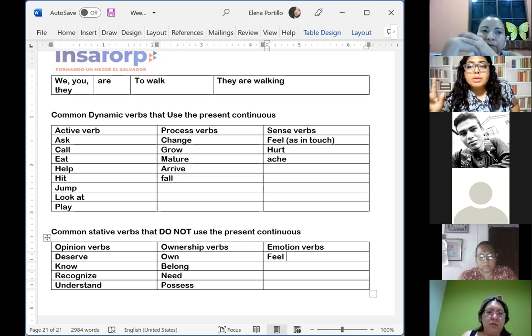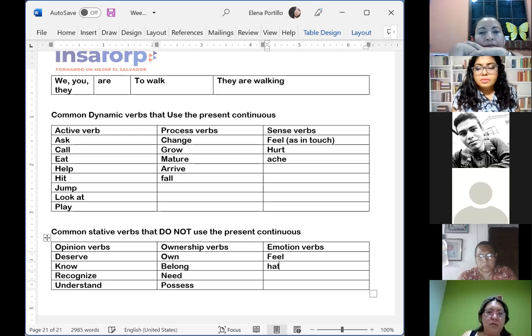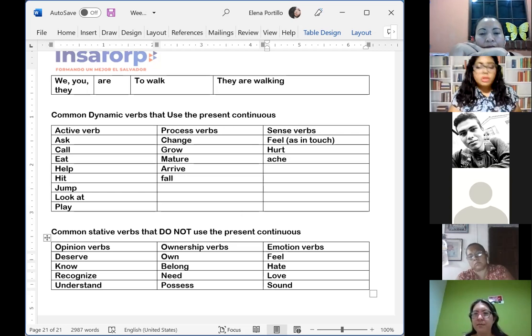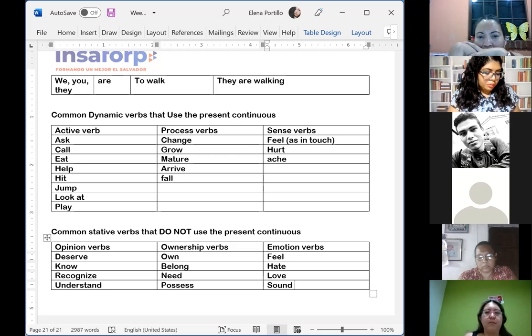Así que tenemos que ser bien cuidadosos con el verbo feel. Si es algo de tocar, sí lo podemos utilizar con el presente continuo. Si es algo de sentir con las emociones, no lo podemos utilizar con el present continuous. Then we have hate, we have love, and we have sound. Because it is not like we can touch or create an action with this kind of verbs.